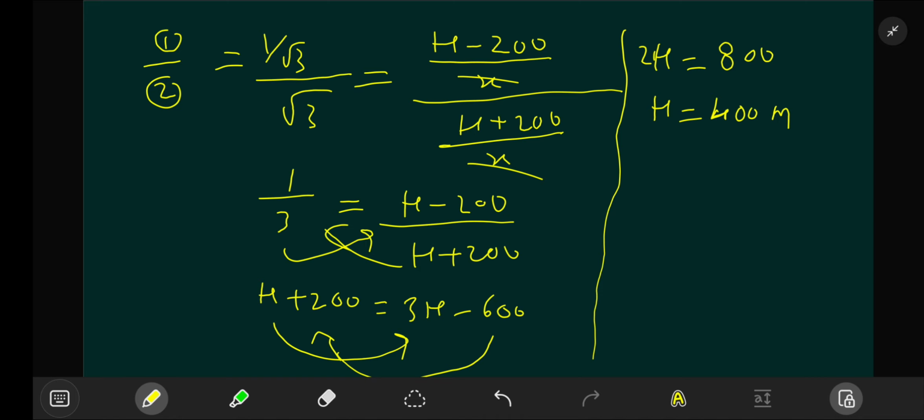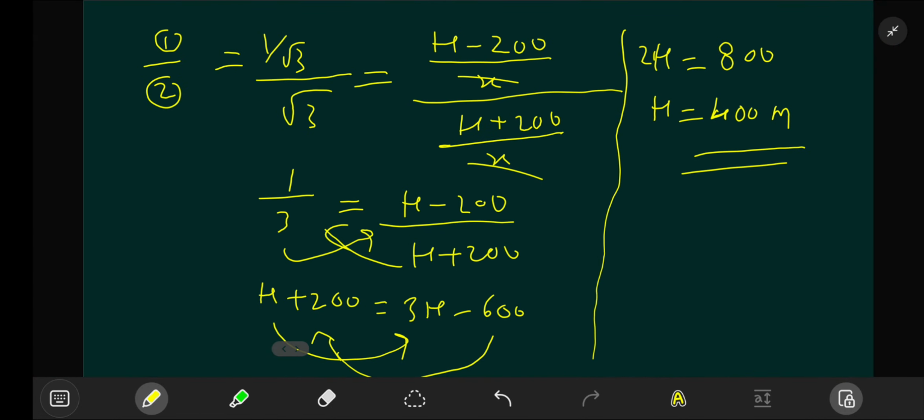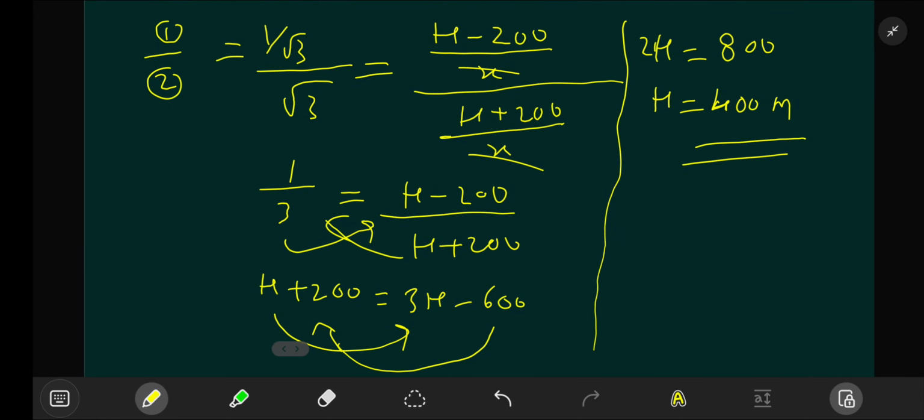400 meters is the height of the cloud. Height of the cloud from the surface of the river, not river, lake. They asked to find the height of the cloud. The height of the cloud is 400 meters. This is the answer. Just take a look.